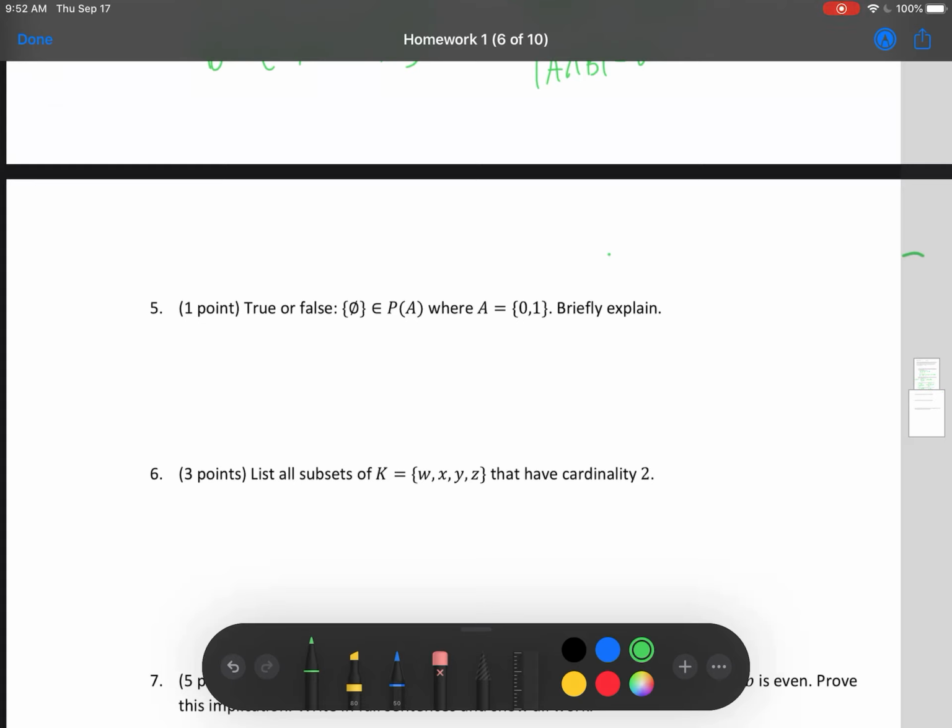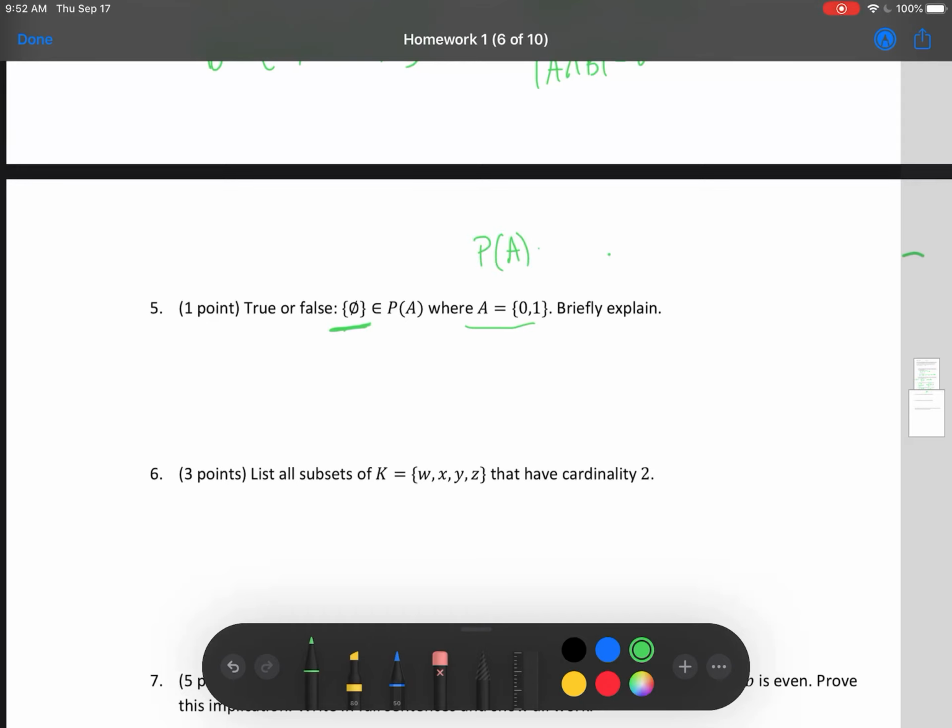Moving on to number 5, true or false. The thing that I want you to be aware of, or be careful about, is that this notation right here means the set containing the empty set. So the question is: is the set containing the empty set an element of the power set of A, where A is the set containing the elements 0 and 1?